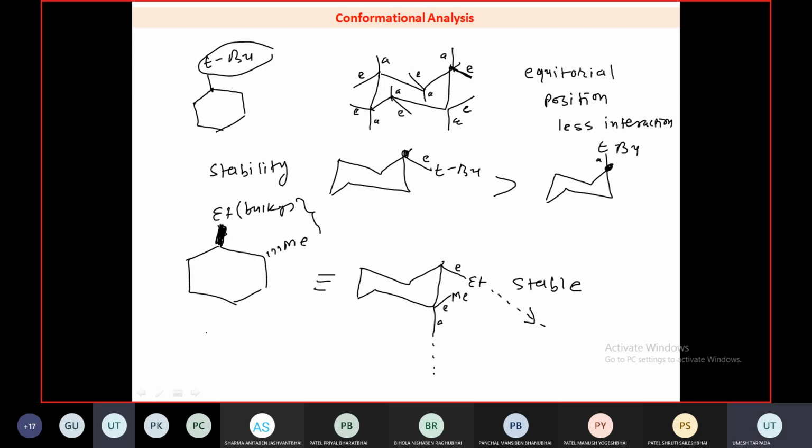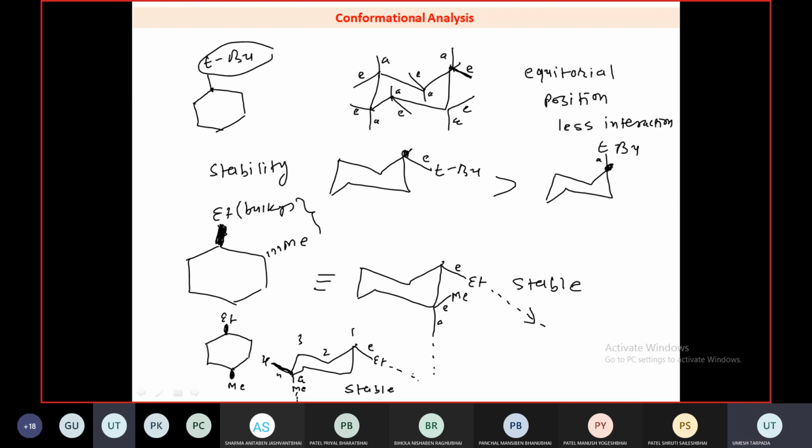In a similar way, suppose these two groups are on the same side. Suppose this is ethyl and here it is methyl. Both are in the same direction at 1 and 4 position. Then you can draw it. First, you write down this bulky group at equatorial. Now these two groups are at 1 and 4 position, and you want these two groups to be cis. So you cannot take this methyl group at equatorial, but you can take it at axial position. Now you can extrapolate. Both the groups go into the same direction. So this structure is stable.